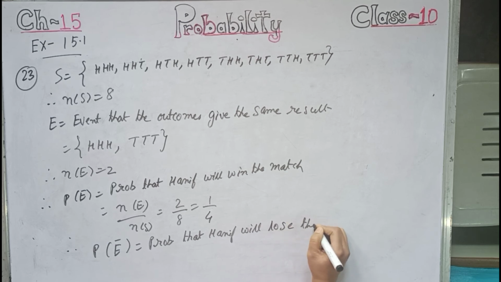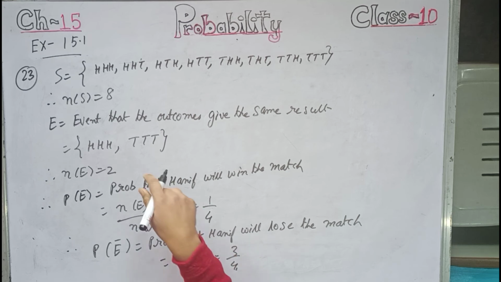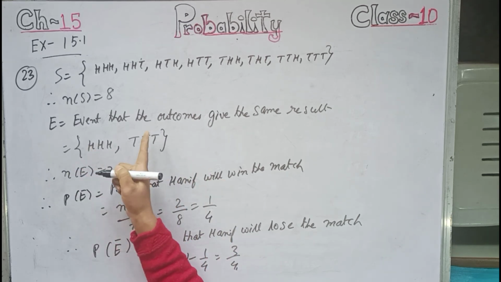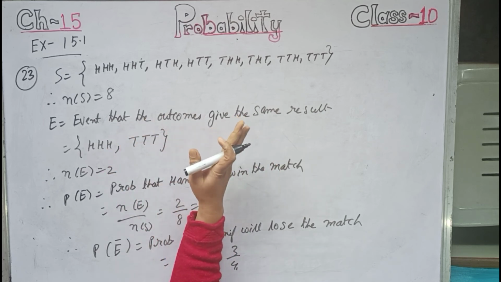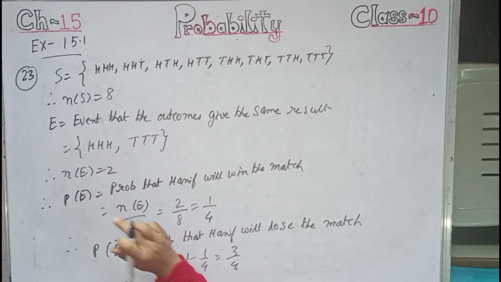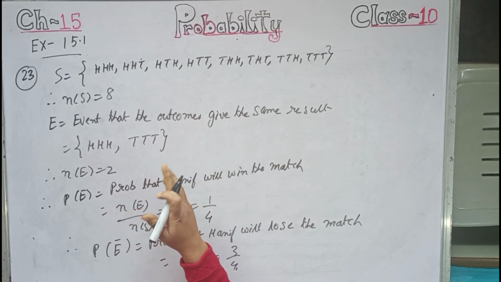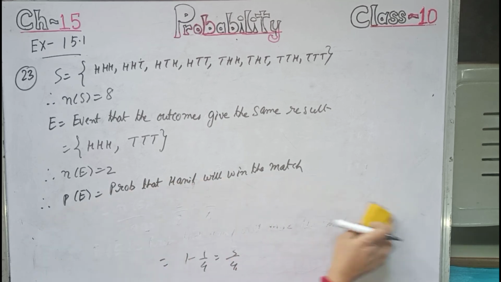Will lose the match equals 1 minus 1 by 4 equals 3 by 4. I think you understood. Now over here again I repeat, if you take the event that the outcomes don't give the same result, you will have to write all the results which are not the same. Obviously that is 6. So in that case NE equals 6 and PE will be equal to 6 by 8, and 6 by 8 you will get as 3 by 4 only. So you do it this way or that way, your choice children, but you should understand the concept.